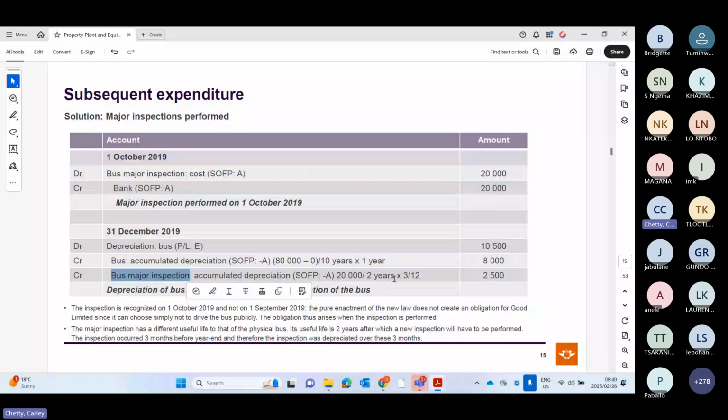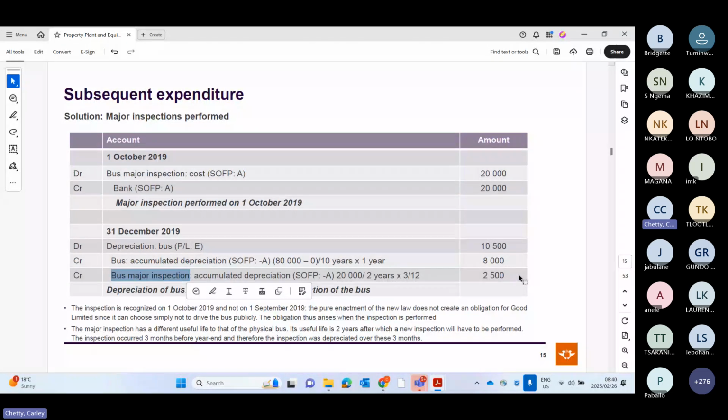So we are taking 20,000 Rand divided by 2 years, and then we are seeing how many months we had this inspection for. We inspected the asset on the 1st of October, and now we need to depreciate from that date. So we're depreciating for October, November, December, which is 3 months, so we're multiplying by 3 over 12. And that will give us 2,500 Rand. Because the inspection was performed partly through the year, we are going to prorata it. So we are crediting bus major inspection with accumulated depreciation of 2,500 Rand.